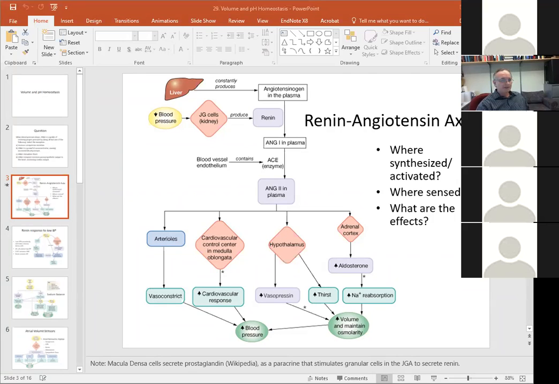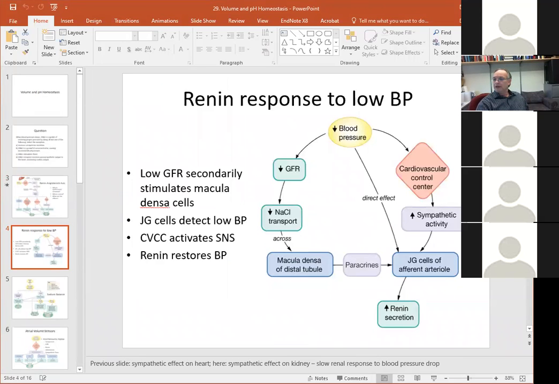So the answer is that the macula densa releases the paracrine prostaglandin when blood pressure is low. And that stimulates the release of renin to do all those things we just talked about.